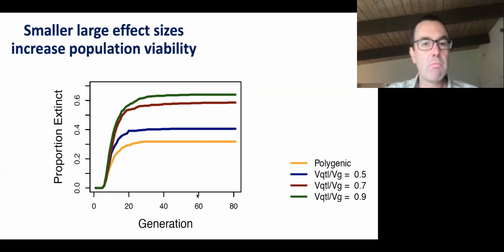Here I'm showing the effects of the large effect size on population viability. So we have the proportion of populations extinct on the y-axis and generation on the x-axis. And I'm showing you the results for when the major locus was responsible for 50%, 70%, or 90% of the total genetic variance. And what this is showing is that when the large effect locus contributes a smaller proportion of the total genetic variance, the population dynamics begin to more closely approximate that of the polygenic scenario. So major locus effect size has a large influence on the population dynamics.